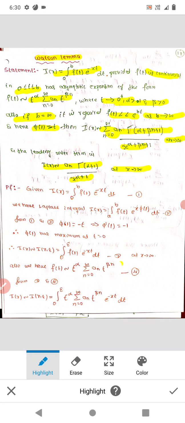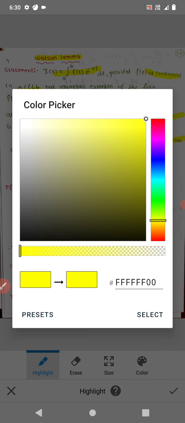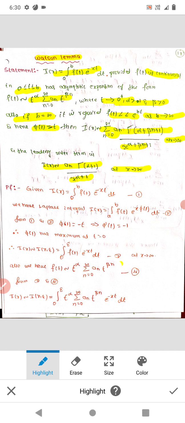So this is the statement of Watson lemma. Now let us see the proof. So I of x is equal to the integral of f of t e to the power minus xt dt. Take it as equation number 1. By Laplace integral, I of x is the integral from a to b of f of t e to the power x phi of t dt. Taking this as equation 2.